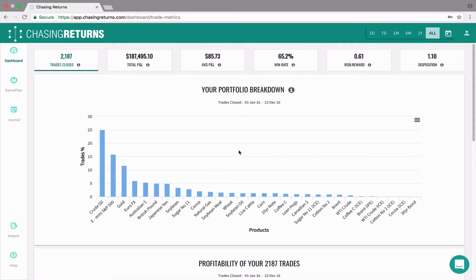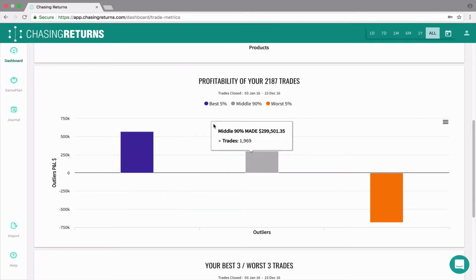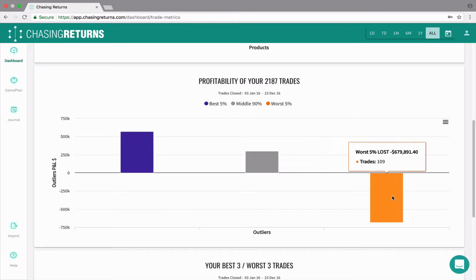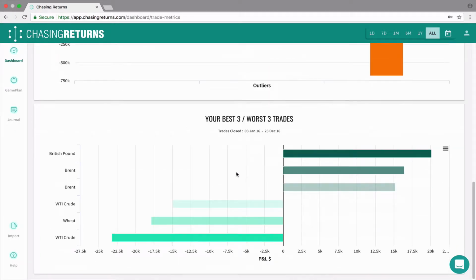And I will give a whistle-stop tour of the product. So first we see all of the products traded, with the most frequent being on the left. Then we see the profitability. So we take the P&L of the trader and we split it between the top 5%, where he made $560,000, the bottom 5 where he lost 680, and the middle 90 to see if that was a winner or a loser. And finally on the bottom we show our top 3 and our bottom 3 trades.